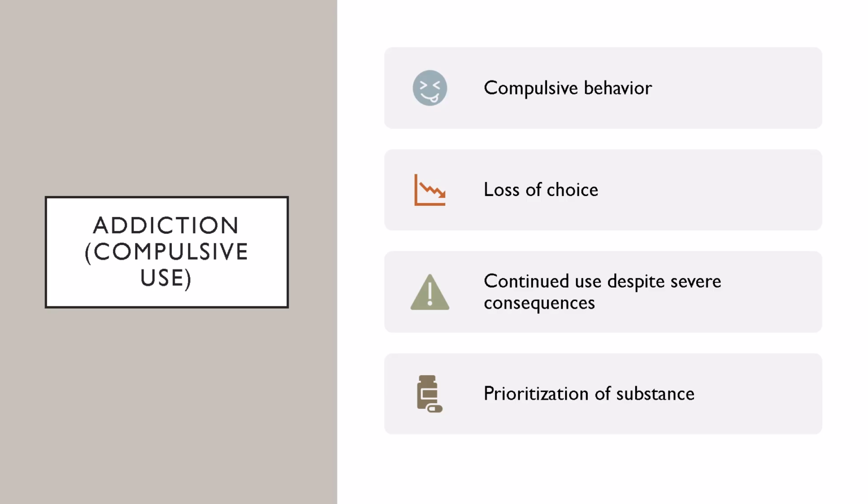Addiction in its more advanced form is characterized by compulsive use. So this means that the person feels driven to use the substance, even when they don't want to. The behavior becomes less about choice and more about compulsion. And that's where the disease model is starting to become very clear.